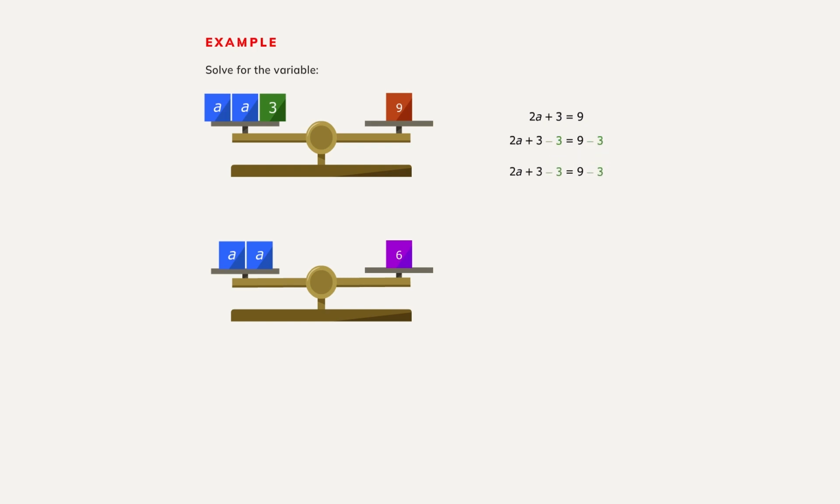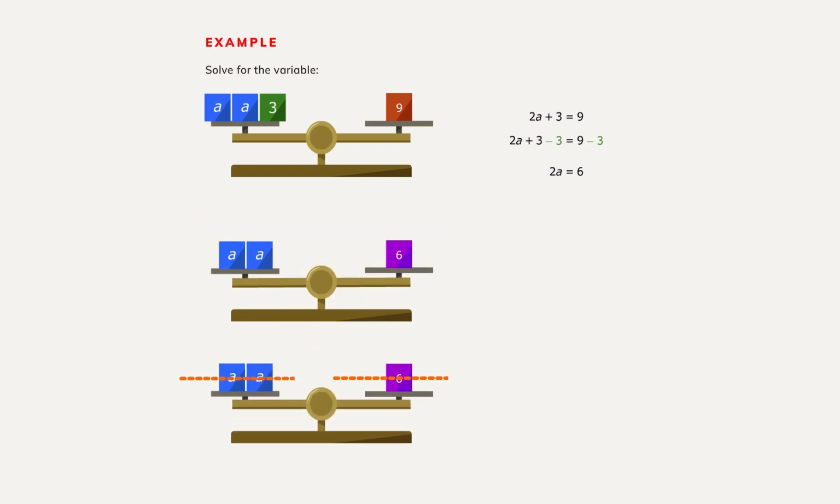Either way, 3 minus 3 is 0, so we're just left with 2a, and 9 minus 3 is 6. Excellent. In comparison to the scales we did, we're now at this stage, aren't we? The next step there involved dividing both sides by 2, didn't it? And algebraically, that looks like this. When we do that, the 2's divide or cancel, leaving us with a on the left side, and 6 divided by 2 equaling 3 on the right side.